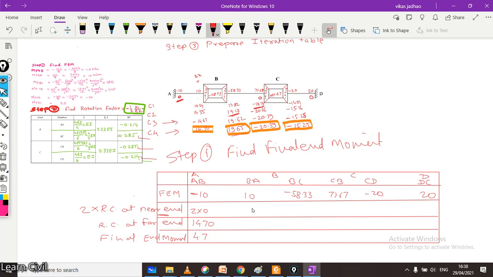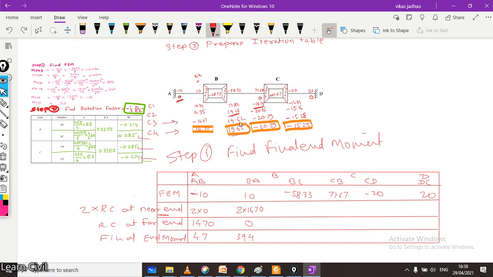Similarly, for BA, rotation contribution at near end. You can see here near end is 14.70. So 2 into 14.70. Rotation contribution at far end is 0, write down this 0. Take sum of all this, you will get the final end moment 39.4.